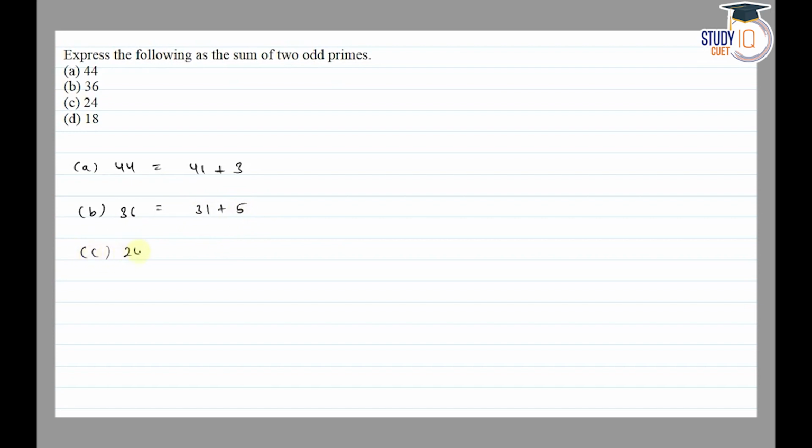C, 24 हो जाएगा हमारा 19 plus 5. 19 and 5 both are prime numbers, odd prime numbers, and sum of 19 plus 5 is equal to 24. And D, 18 is हमारा 13 plus 5. So 13 and 5 both are odd prime numbers and sum of 13 plus 5 is equal to 18.